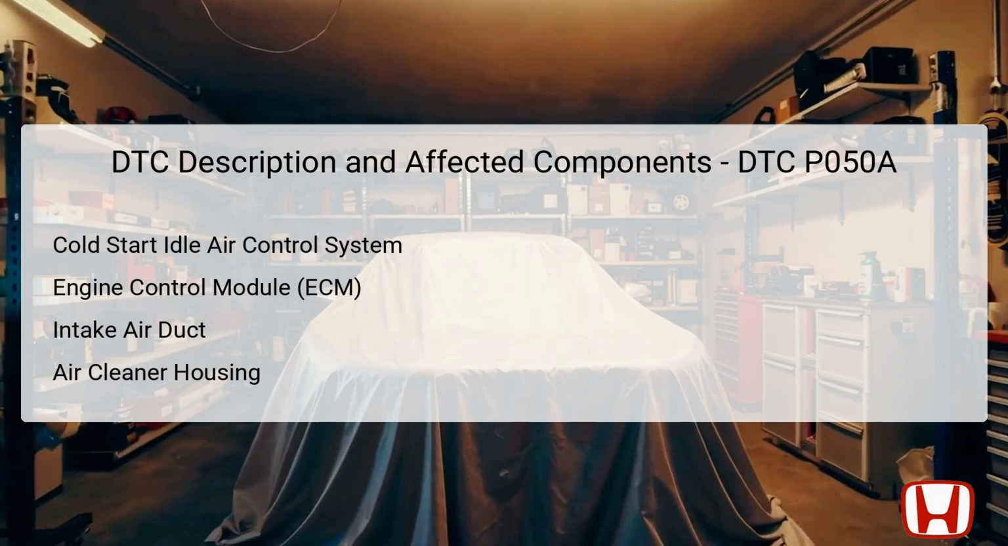Neglecting any of these components can result in DTC P050A being triggered. Locating these components typically involves accessing the engine bay, where the intake air duct connects the air cleaner housing to the throttle body, assuring a clear pathway for air intake.